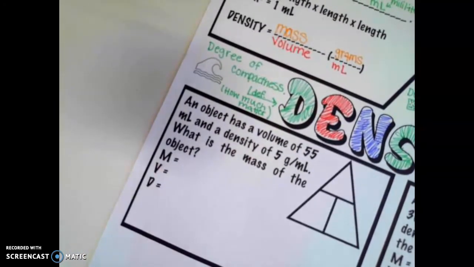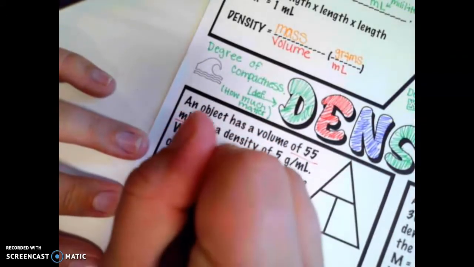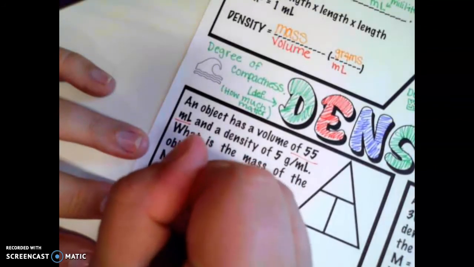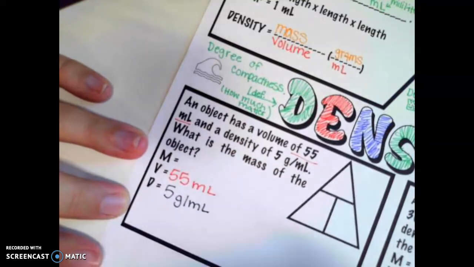Next problem, an object has a volume of 55 milliliters. So we know our volume right here is 55 milliliters. And a density of 5 grams per milliliter. So our question is, what is the mass?